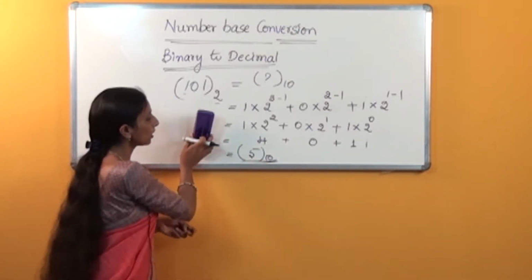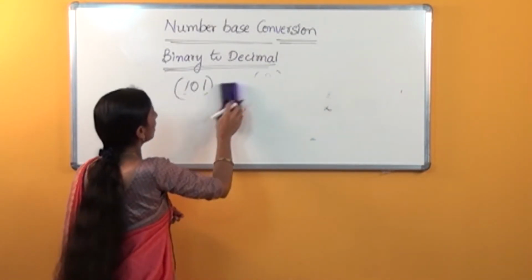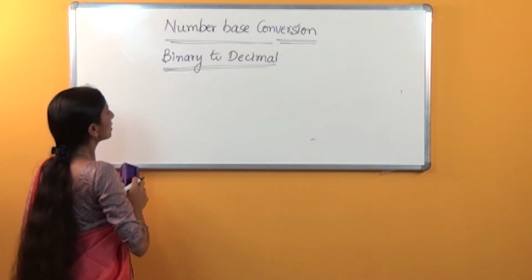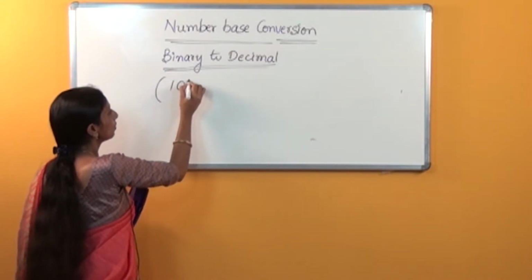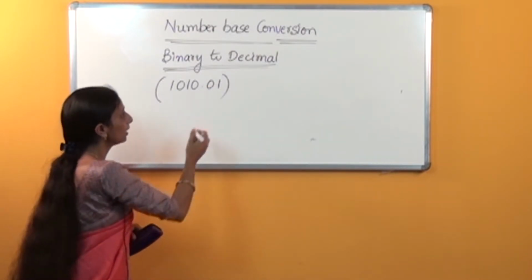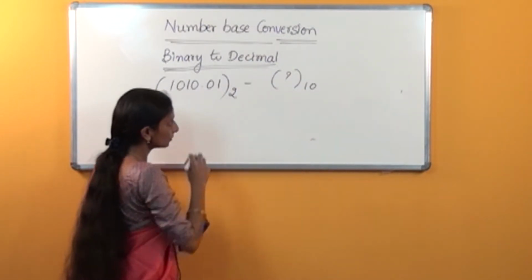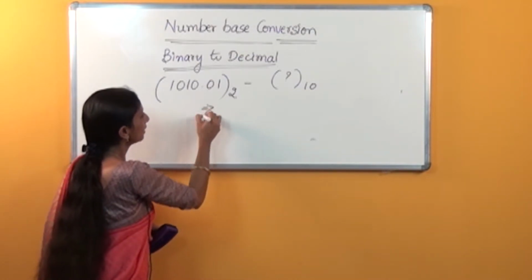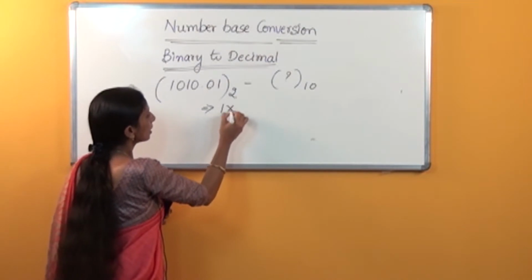Let's take one more example for the same format, converting binary to decimal with a fractional value. If I take an example of 10.01, this is my example. I want to convert this number to decimal. Now how to convert this number to decimal? Already I said you have to multiply with the positional weight. This is the method.